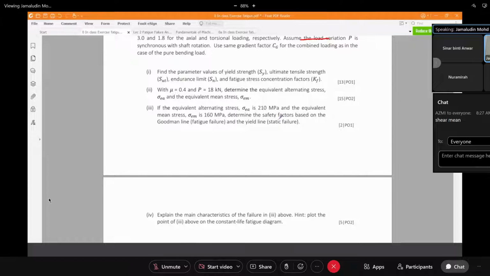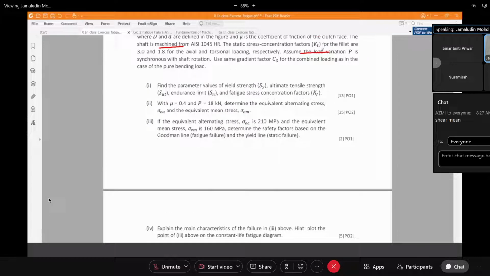It is to test your understanding of sigma, identifying the sigma alternating and sigma mean. Actually, students have a bit of a problem on this one. Make sure that you have read every single line here. The load varies from 0 to something, so we have to understand the question line by line.